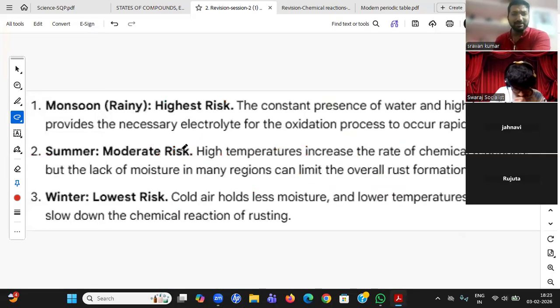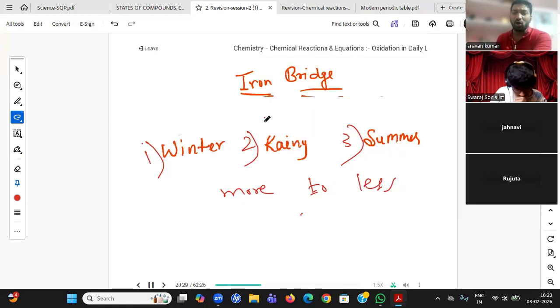So, student, for the iron bridge, rainy season is the first. Why, sir? Why rainy? Because there is a lot of water, and oxygen is already in the atmosphere. The iron bridge will always be full of water, full of moisture. So this combination will be more, so in the rainy season it will corrode more.